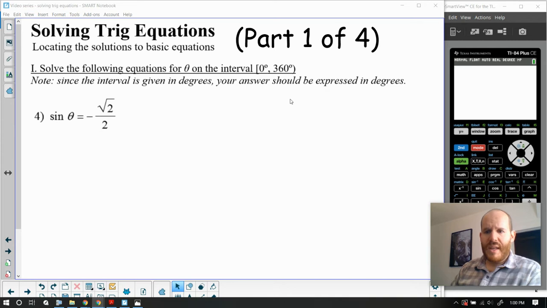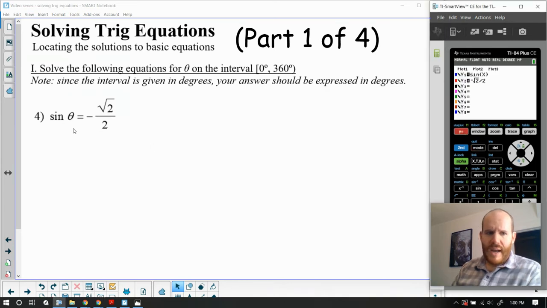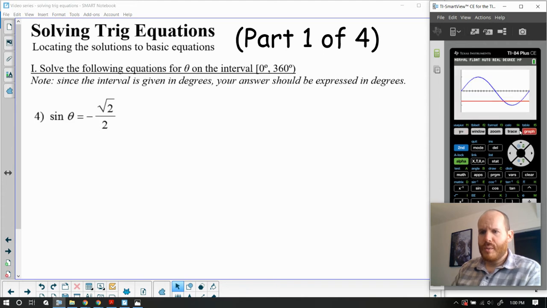And to get a sense of how many answers I can expect, I can graph both of these values and find when they're equivalent, or their point of intersection. So I'm going to graph sine x and negative square root of 2 over 2. When I graph that, I can see my familiar blue sine wave over its single period, 360 degrees, and this red line is representing negative the square root of 2 over 2.